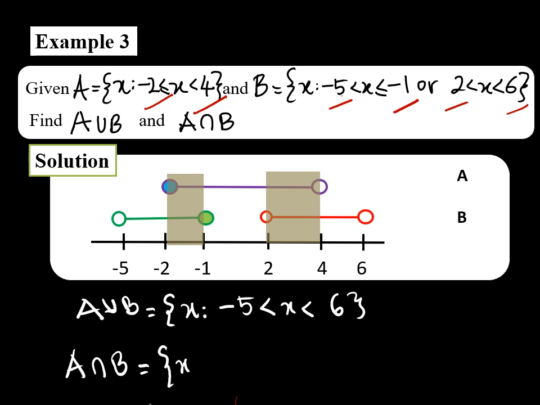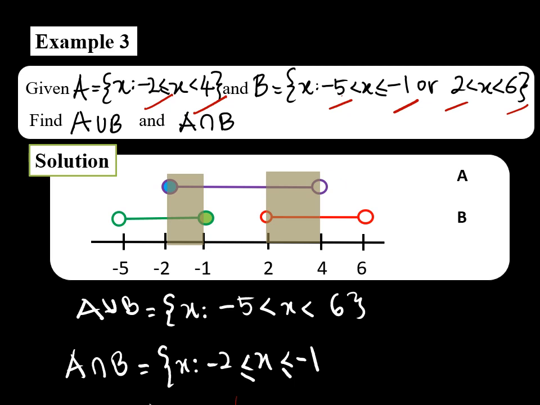We can write down the answer in the form of interval notation. The first set is from negative 2 to negative 1, sorry. Is negative 2 included? Yes, negative 2 exists in set A and set B, so we should put an equal sign here. How about negative 1? It also exists in both set A and set B, so we have the equal sign.